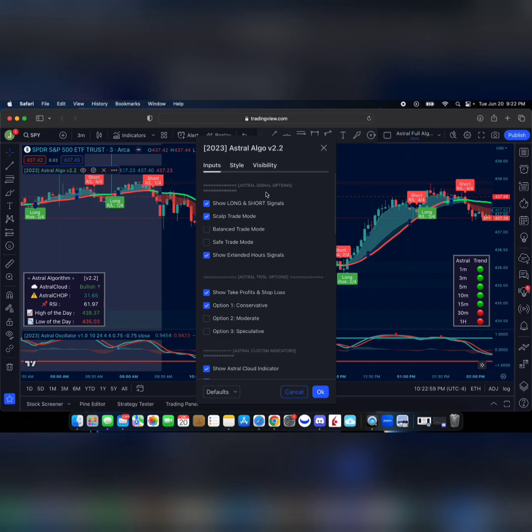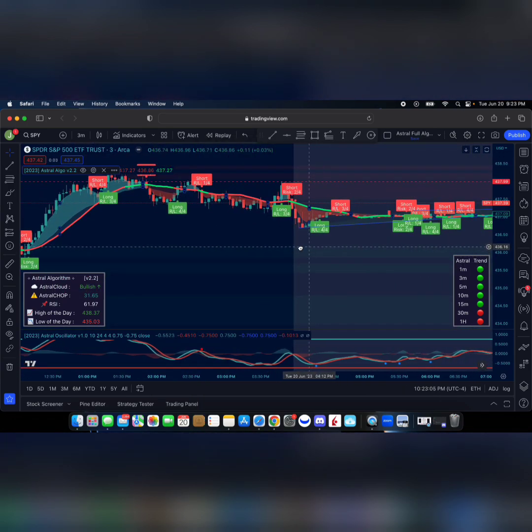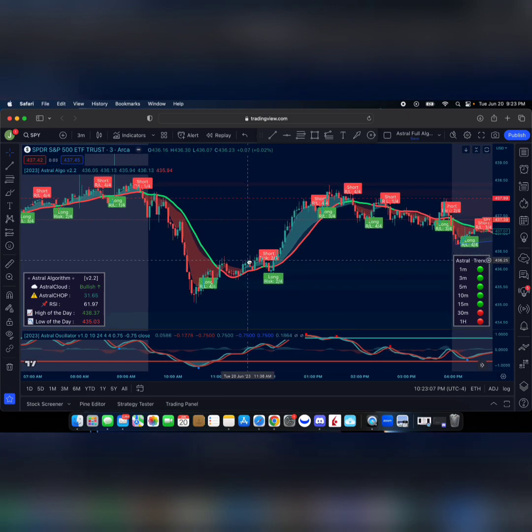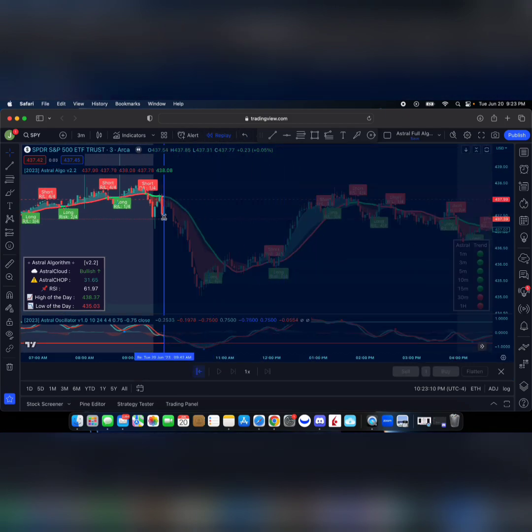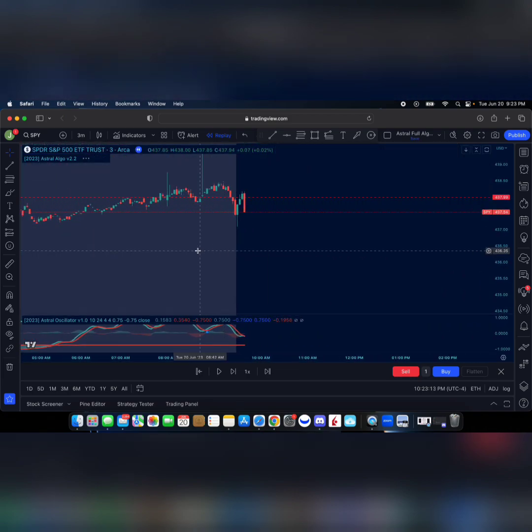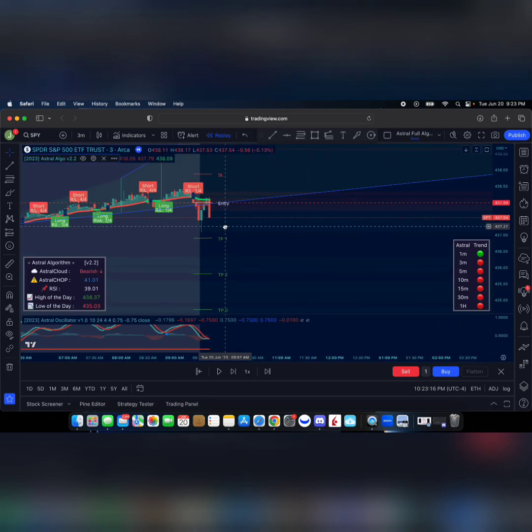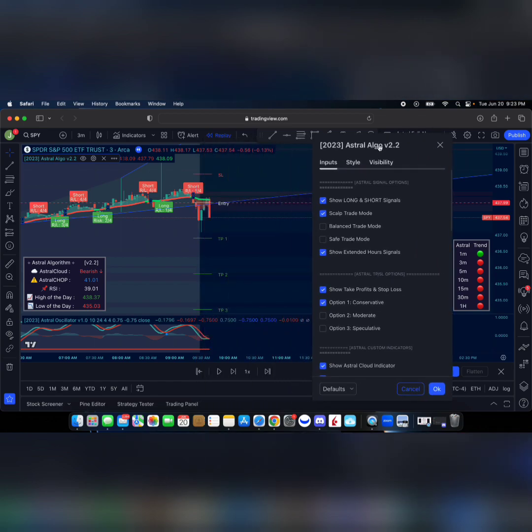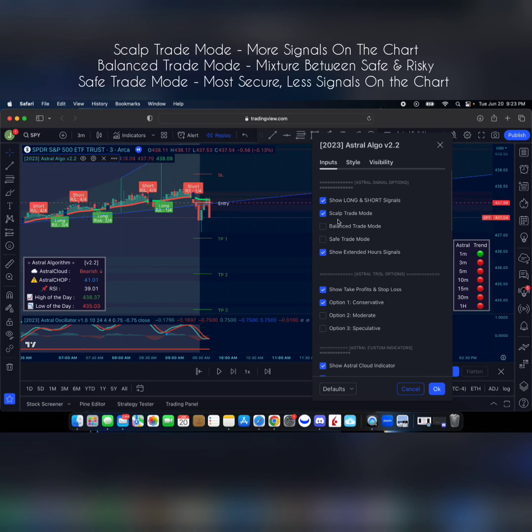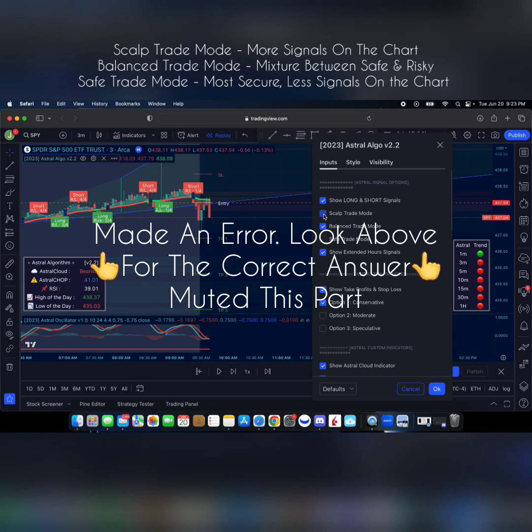I'll start with the Astral signal options, so the long and short. Let me do a bar replay so you can kind of see how it looks. Let it load. Nice little entry to take puts because it's under this Astral MA. But anyways, you go to the settings, long and short signals. That's these ones right here. I usually keep it on scalp mode. If you're a day trader, you want to get a quick scalp. Balance.